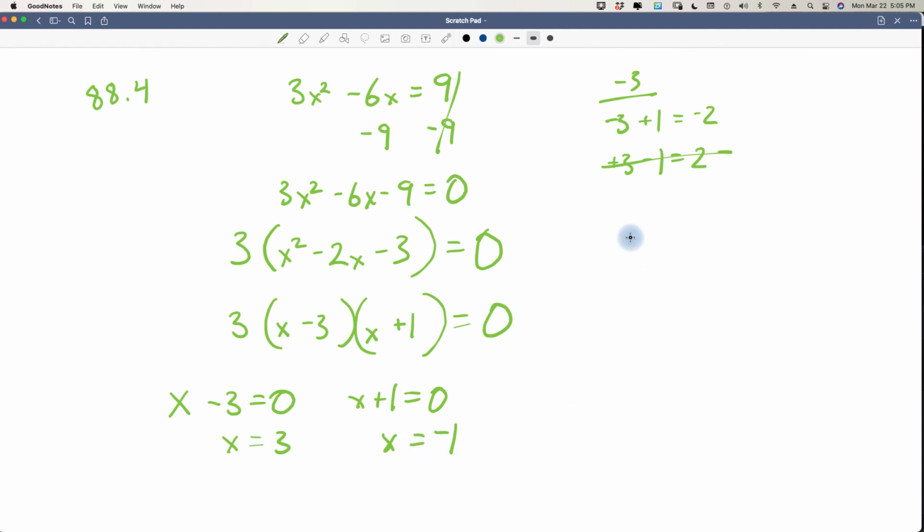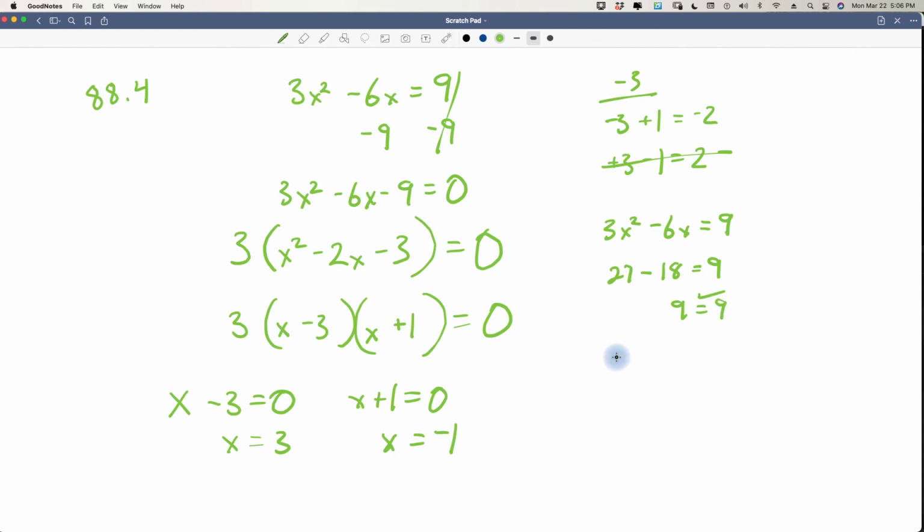So now we check according to our first problem. 3x squared minus 6x equals 9. If we sub in 3, 3 times 3 is 9. 9 times 3 is 27. Minus 6 times 3 is 18. Does that equal 9? Yes, it does. 9 equals 9. Very good.